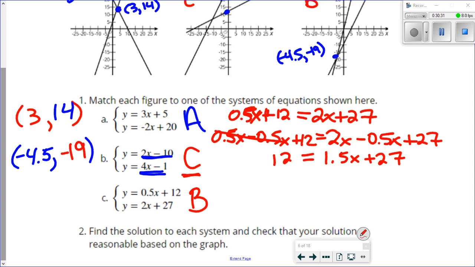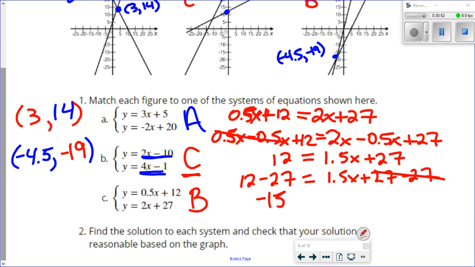Okay, then we can go ahead and move our 27 from the right to the left and do the inverse, which would be subtracting 27 from both sides. 0 pair on the right. 12 minus 27. If you need to grab your calculator, go ahead and do so. We should get negative 15 equals 1.5x. And finally, to solve for x, divide both sides by 1.5. Again, grab that calculator. Negative 15 divided by 1.5 gives me negative 10.